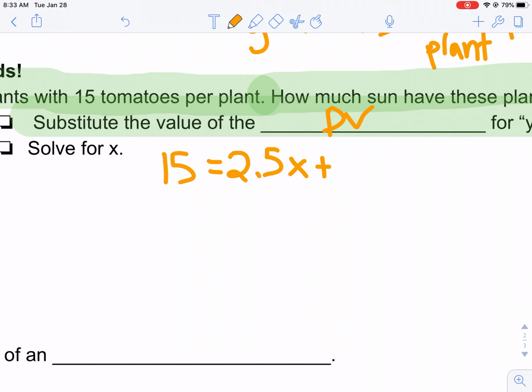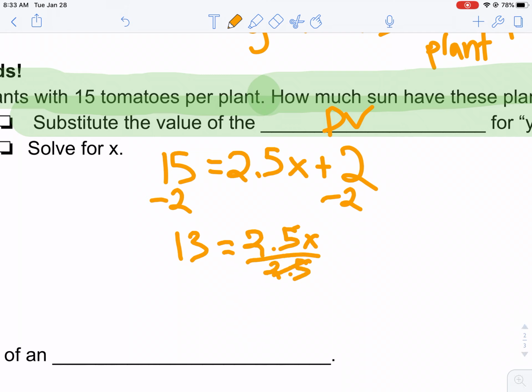2.5x plus 2. We have a little math problem here, so I'm going to subtract 2 on both sides. I get 13 equals 2.5x. Going to divide by 2.5 to cancel these out. Whatever I do to one side, I do to the other. You know your homie algebroni. And then 13 divided by 2.5. I wish I could do that in my head. I just can't. 13 divided by 2.5 equals 5.2 equals x.